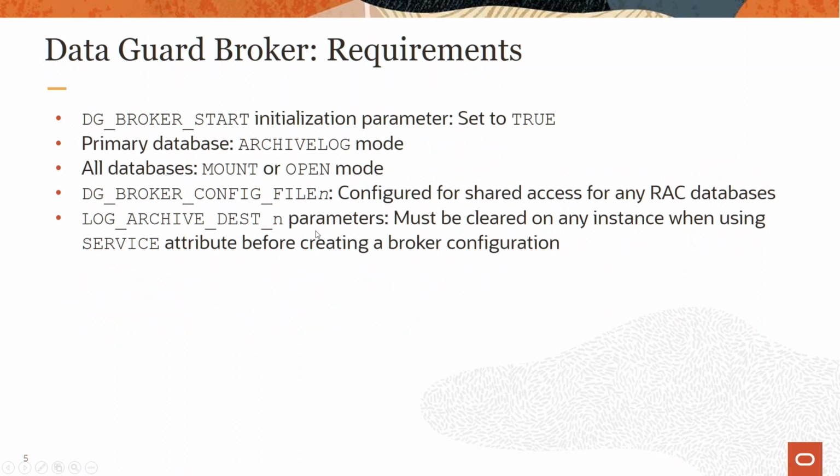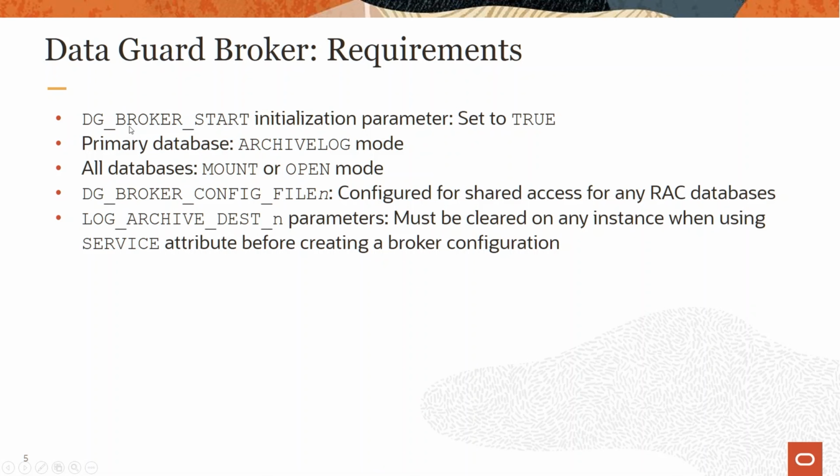The next requirement is you will have to start the daemon process. In the previous lesson, I showed you this demo. By setting DG_BROKER_START equals true, you can start the daemon process, and by setting it to false, you can stop the daemon process. And the primary database must be configured in archive log mode. Makes sense? It's a Data Guard environment. And all databases must be mounted or open.